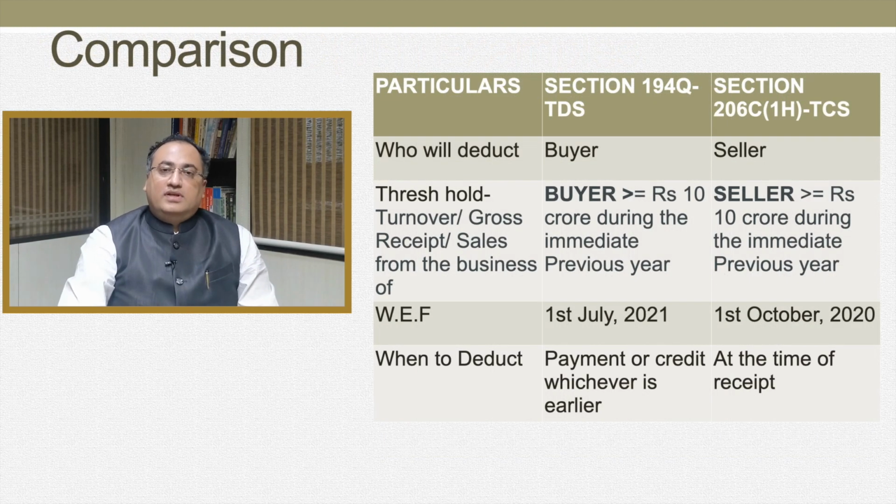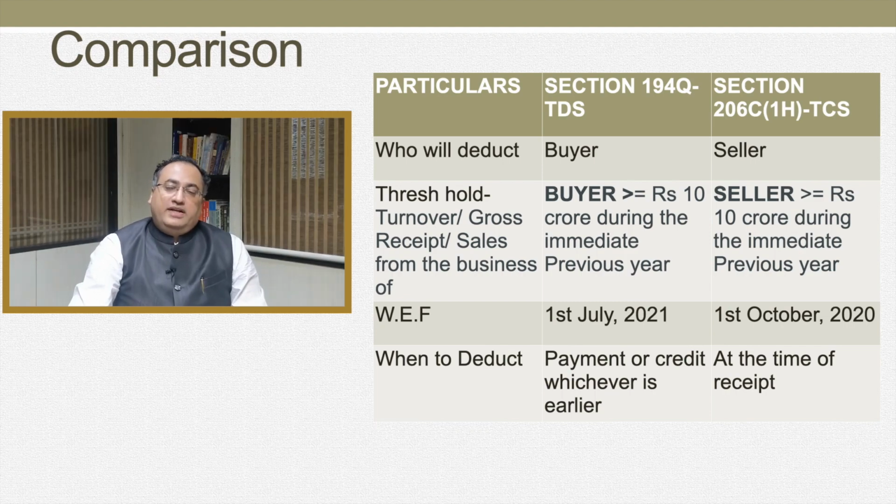Now moving further, based on our discussion, let's have a very quick comparison between these two sections. First, who will deduct? Section 194Q is there at one hand and 206C subsection 1H at the other hand. In 194Q it's the buyer, in 1H it is the seller. Again, talking about threshold limit, in both cases it remains the same, 10 crore in the previous year immediately preceding the current year. Applicability: 194Q is applicable with effect from 1st July 2021 and section 206C subsection 1H is applicable from last year, 1st of October 2020.